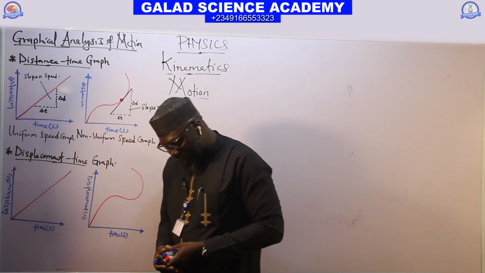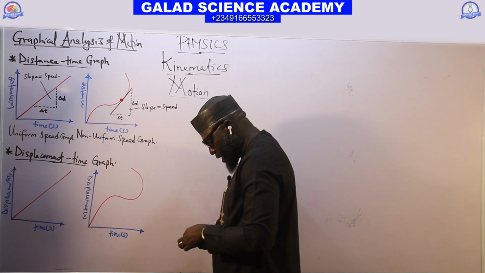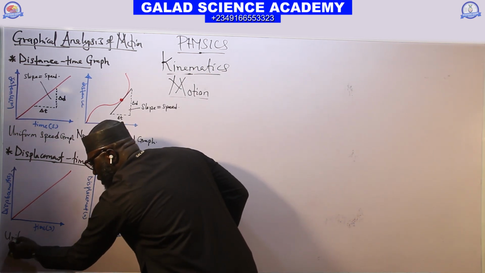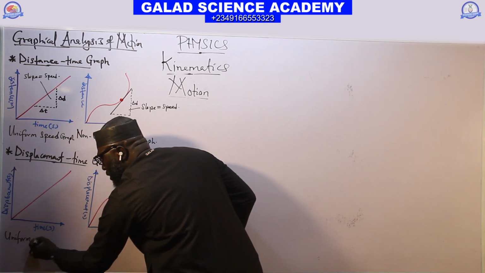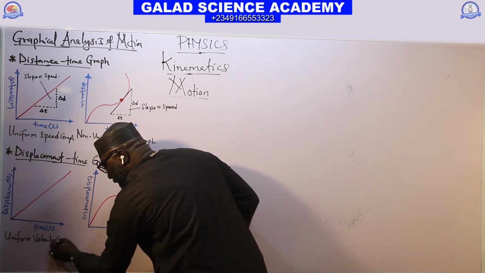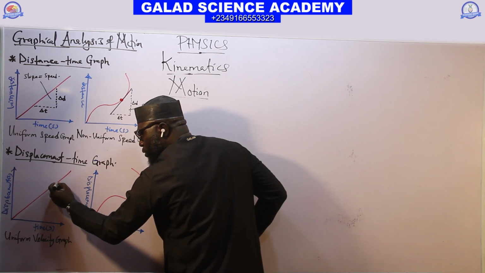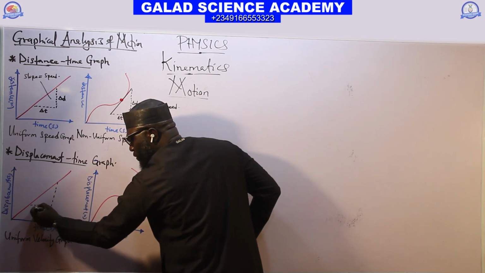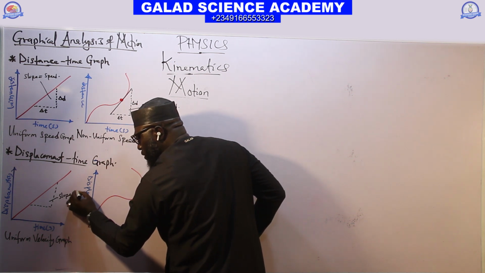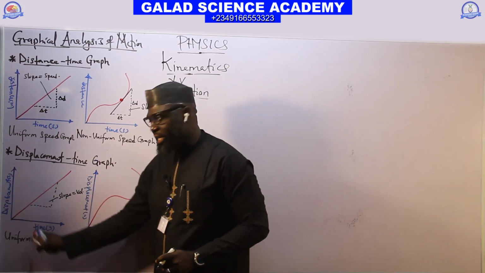the title of the graph will be uniform velocity graph. Because if you find the slope, the gradient of this curve, the slope will give us velocity. It's the change in displacement against time.